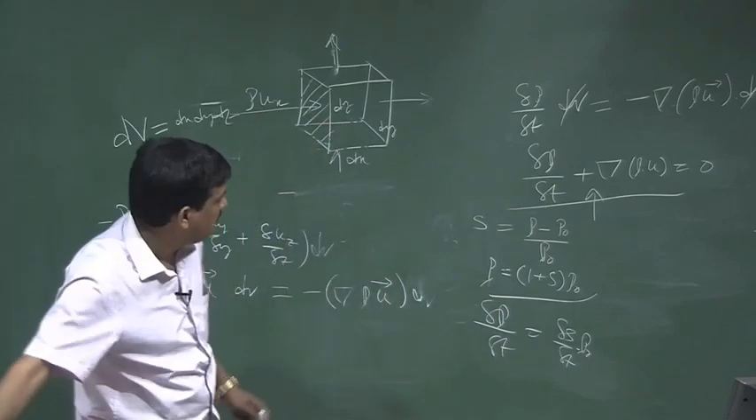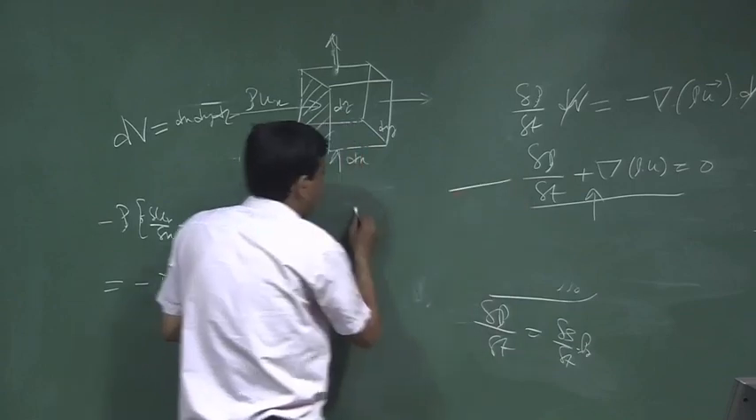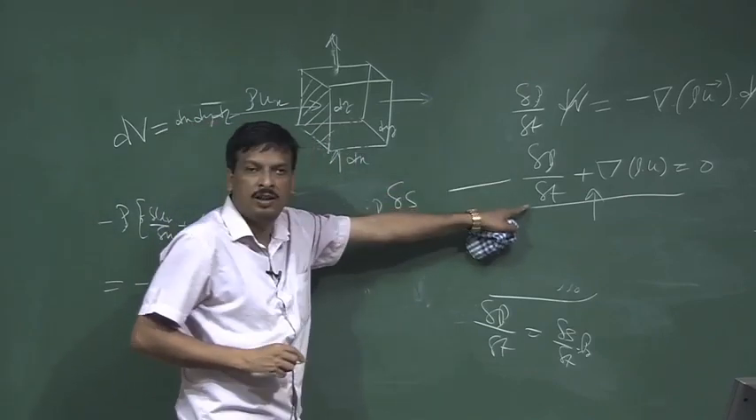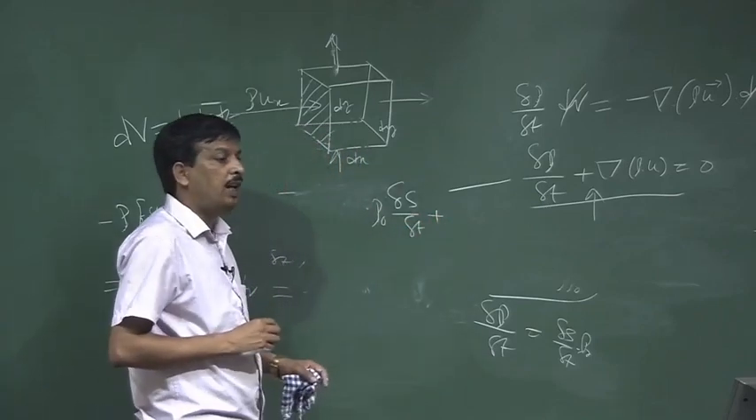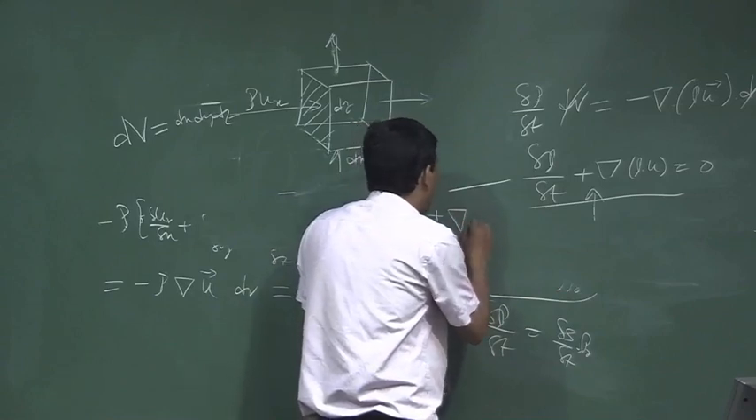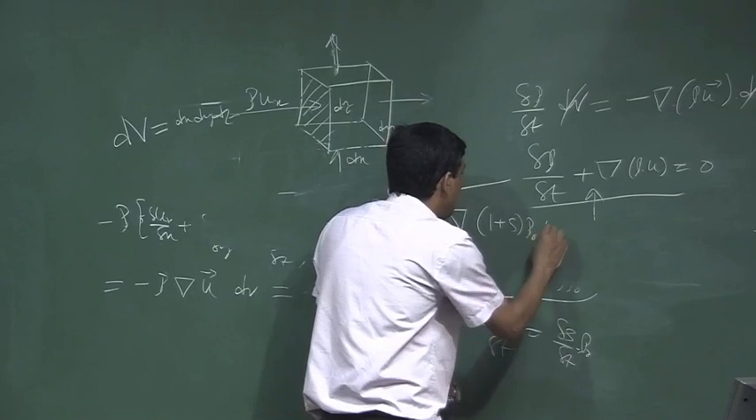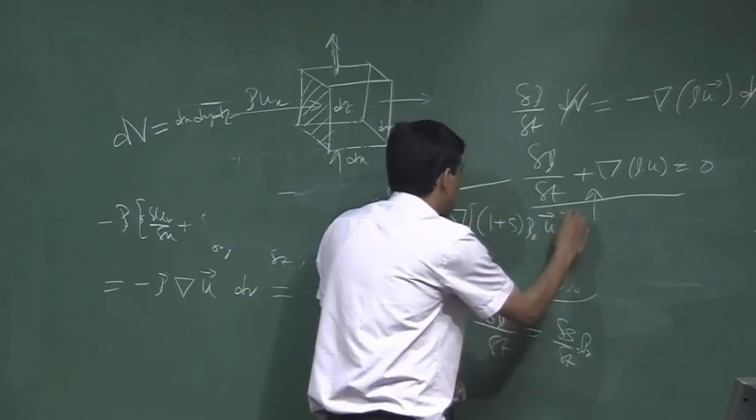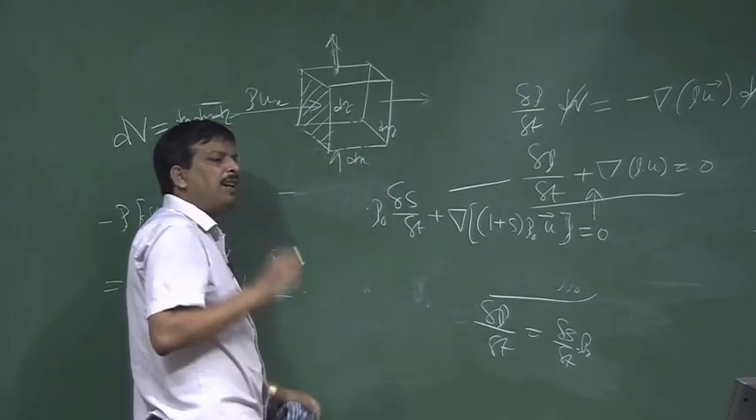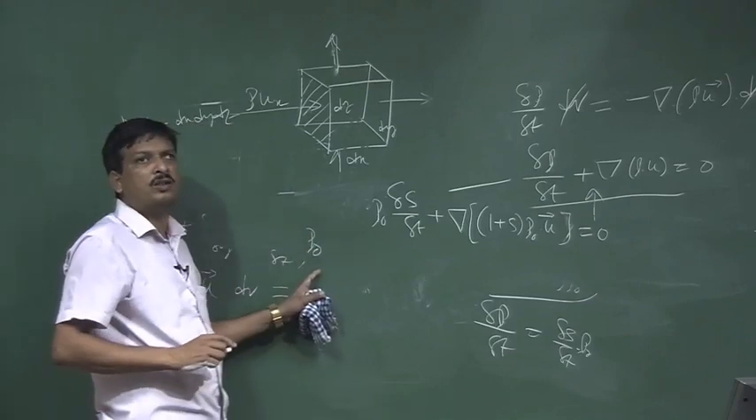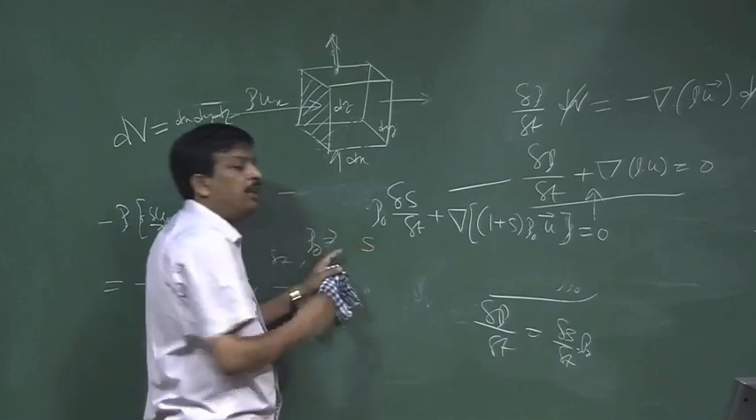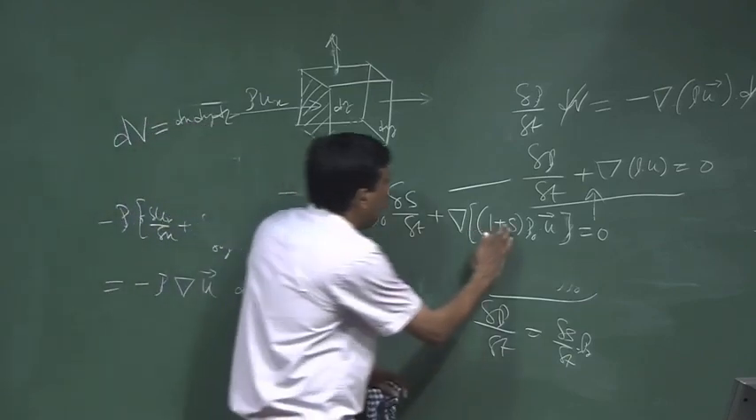So, the equation becomes del S by del t times rho 0 instead of del rho by del t, plus the divergence of (1 plus S) rho 0 u, is equal to 0. Now, rho 0 is constant with respect to time, that means it is not a function of time, and S is very, very small. If S is very small, I can ignore S here.